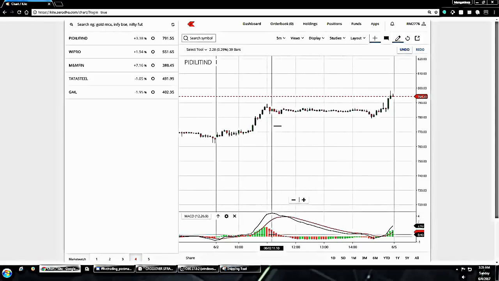Now this is how MACD looks like. Coming to how we use it: the black line you see here is called the MACD line, and the red line you see is the signal line. The rule says when the black line crosses the red line from below, we go long, and when the black line crosses the red line from above, we go short.